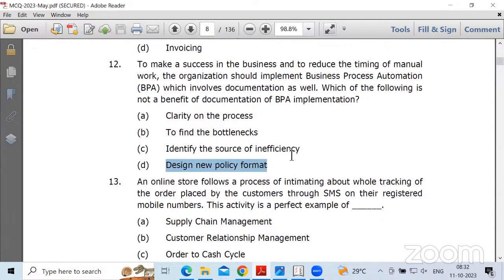Okay. Clarity on the process means only when you mention about the processes, you'll be having clarity on the process. But whether it is needed for BPA implementation, it is needed, but it is not a benefit. To find bottlenecks. What is bottlenecks? Where the delay is there or red tape is there, etc. So that is also needed. Identify the source of inefficiency, where efficiency is not managed, maintained. Design new policy format. Okay, this is a typical question.